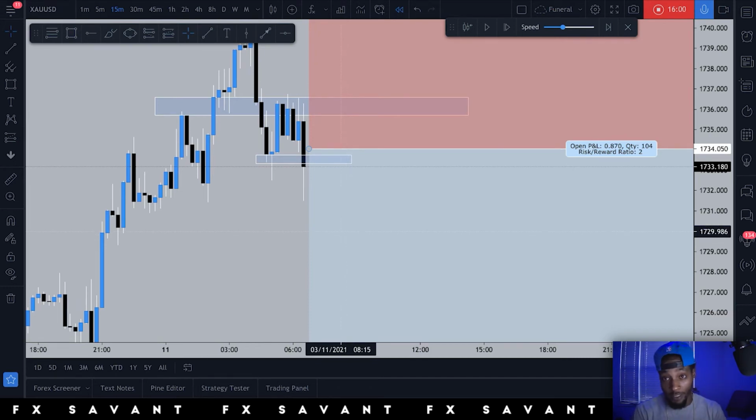Once support is broken, it's then retested and acting as resistance. Not all the time, but generally speaking. Same thing for resistance. Once that's broke, it's usually retested and acting as support. Not all the time, but generally speaking. That's just the concept that we have going on here.